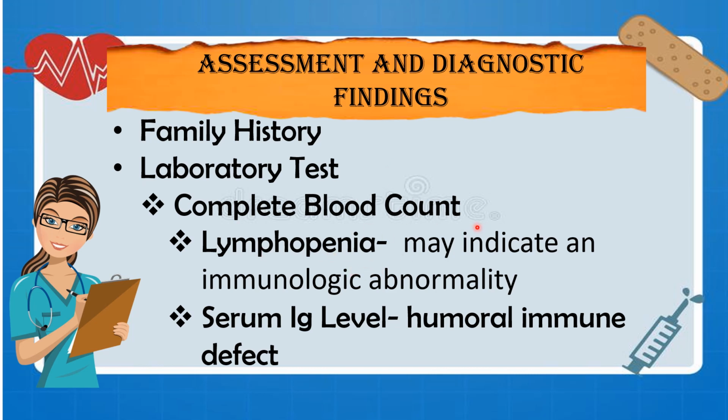A complete blood count with manual differential should always be analyzed first to detect lymphopenia and to check for serum IG levels. So lymphopenia may indicate an immunologic abnormality. The serum IG levels, such as your IgG, IgM, and IgA, and antibody responses to vaccines should also be assessed to detect a humoral immune defect. Age-matched normal ranges need to be used since antibody levels change as the person ages.